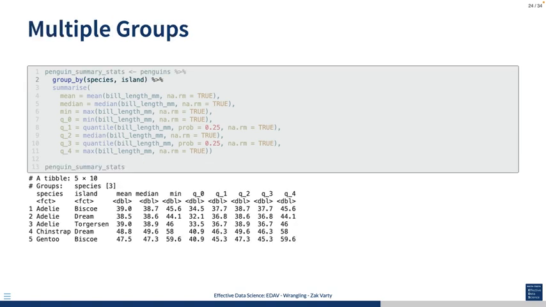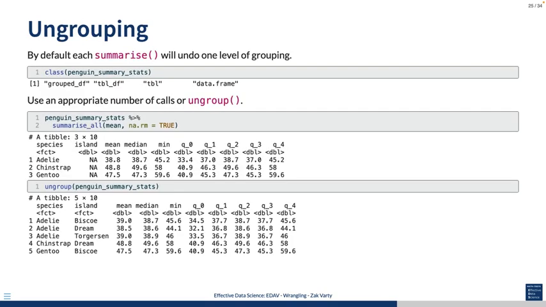You can also group by multiple factors to calculate summaries for each distinct combination of levels within your dataset. Here we've grouped the penguins by combination of species and the island to which they belong. By default, each call to summarize will then undo one level of this grouping that you've applied. This means that in our previous result, our resulting object was still grouped by species. We can see this by examining the structure of the returned data frame.